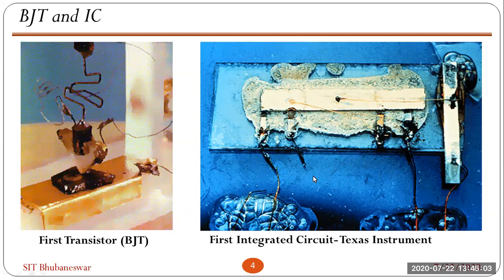Next, in 1958, this is a single transistor IC, invented by Jack Kilby at Texas Instruments. This is the transistor, then 3 resistors and 1 capacitor are there. So this is the first IC. Now you can see the chip.